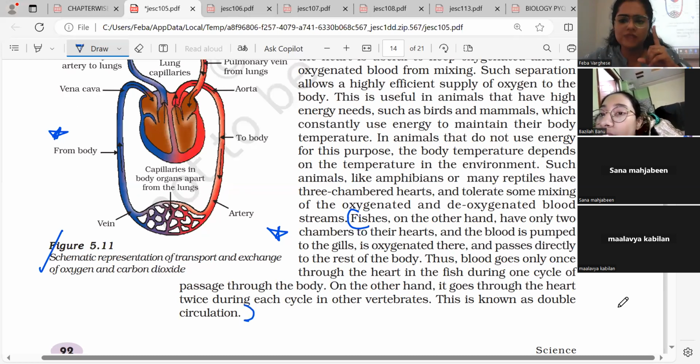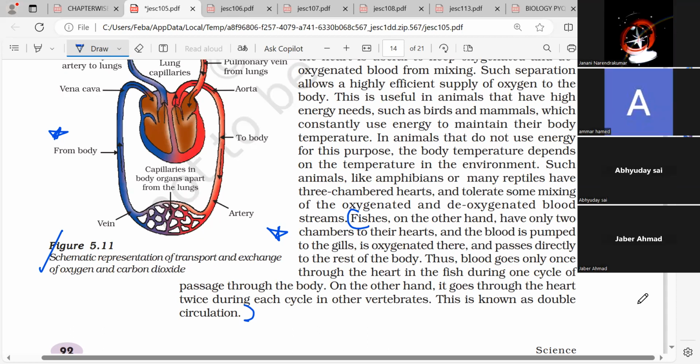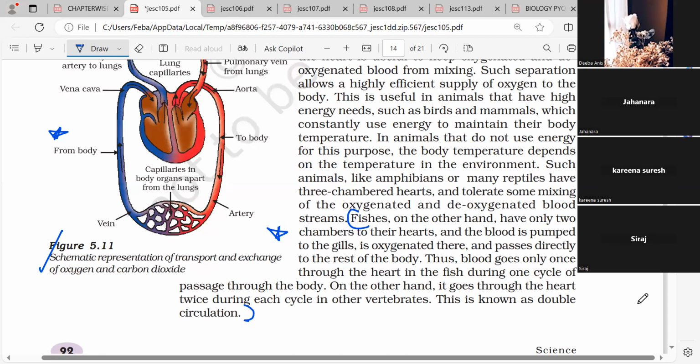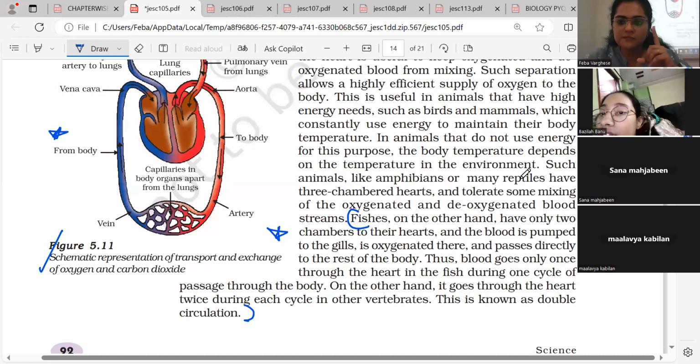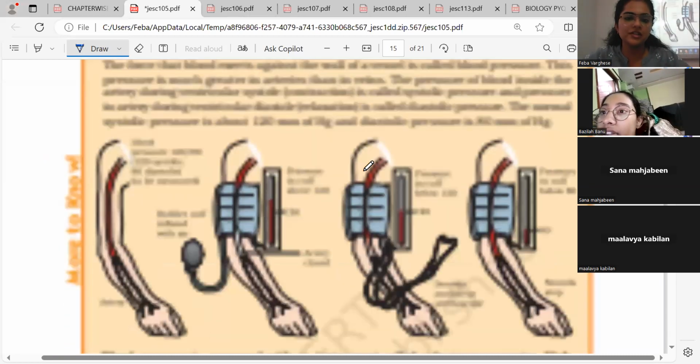Is it clear, everyone? Respond. Yes. Online students? Yes, ma'am. Please respond. If you have any doubts, do ask me also. Okay, so that's about the fishes and the human beings.